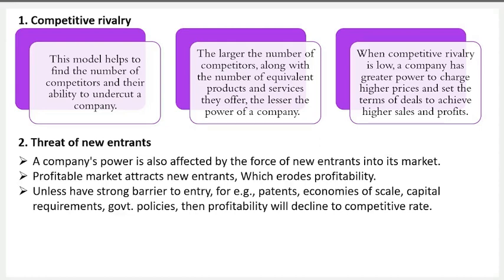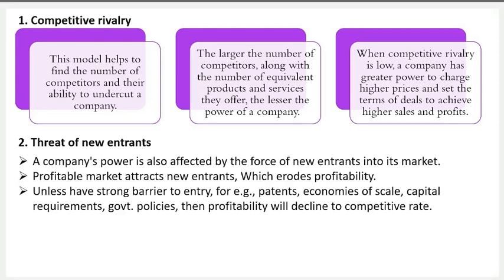The larger the number of competitors, along with the number of equivalent products and services they offer, the lesser the power of a company. If in the industry there are lots of competitors and lots of similar products and services, then you will have less power in that kind of industry, because there are already lots of competitors and they all have the same kind of product.